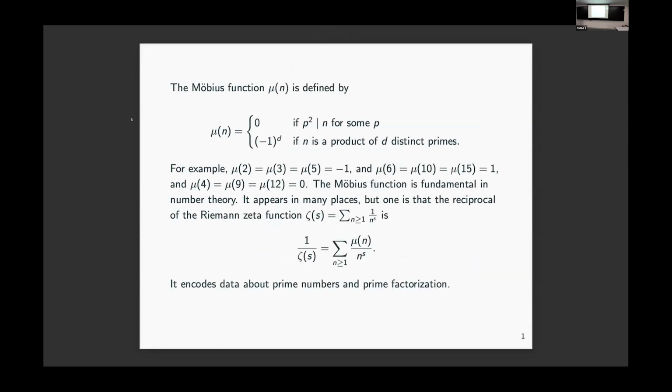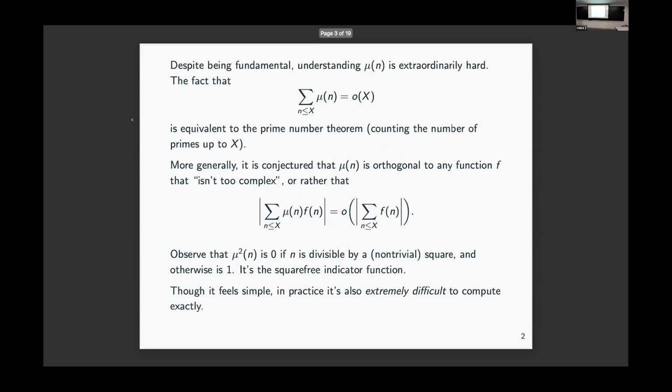I'll note that the Möbius function, when you square it, this gets rid of a sign. So when you square it, this is just always 1 if it's square free, and otherwise it's 0. So it acts as the square free indicator function. So what this means is that the square free indicator function is just Möbius squared. It sounds much simpler than the Möbius function. In practice, it's also extremely difficult to compute.